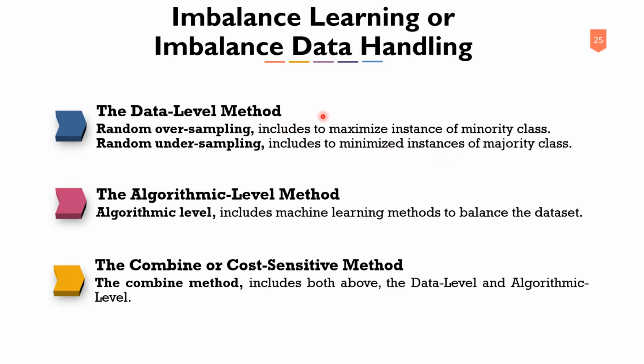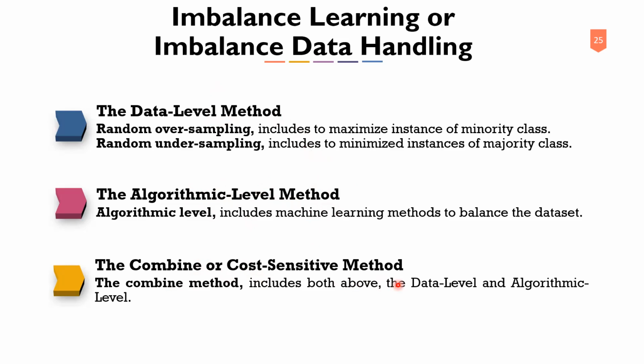And for example, if we are not doing a performance comparison, and we are only using ensemble classifiers or non-ensemble classifiers, then we can make slight changes in the algorithm and move forward. And if we have a problem where we are using mixed techniques, algorithmic and data level both, then we are following the combined or cost sensitive method. So this was a theoretical concept and overview of imbalanced learning, or imbalanced data handling.